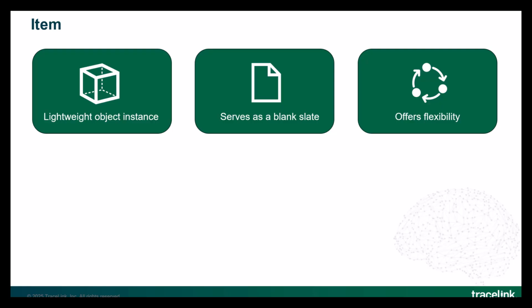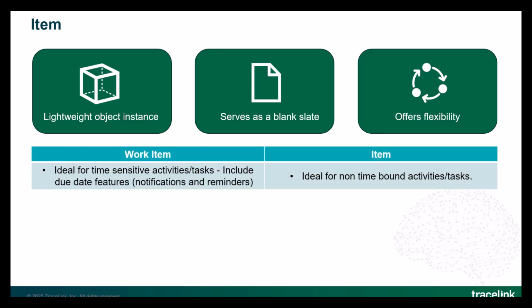An item is a lightweight object instance in Poet. It serves as a blank slate that businesses can customize to fit their specific operational needs. Unlike predefined applications, the item object offers flexibility, allowing organizations to design subtypes that align precisely with their internal processes. The key difference between an item and a work item is the handling of due dates. Work items include a due date feature that enables due date-based notifications.